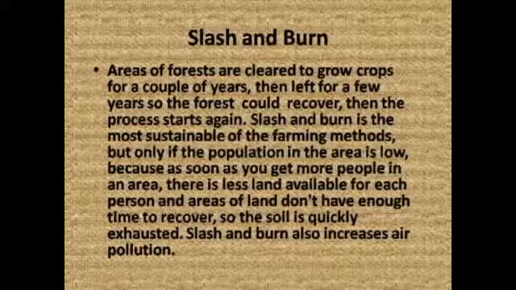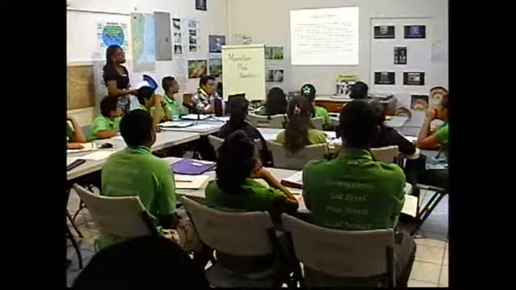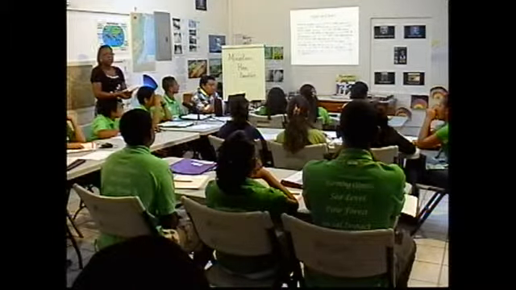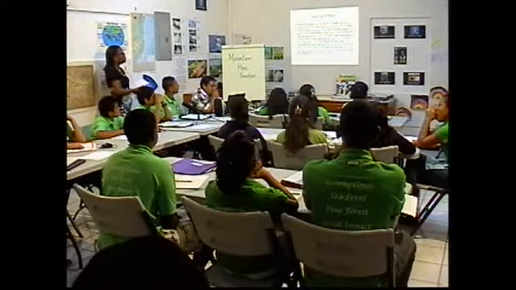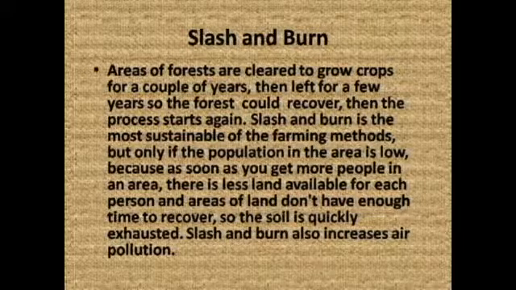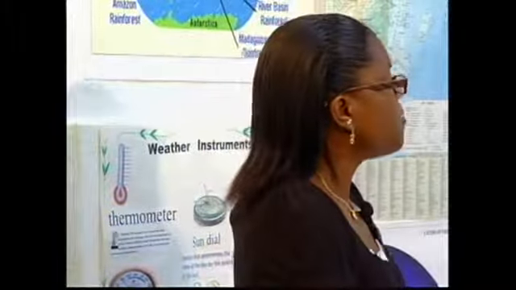Slash and burn is the most sustainable of the farming methods, but only if the population is low. Because as soon as you get more people in the area, there is less land available for each person. Slash and burn is what we use mostly if we live in the villages to plant our crops for ourselves. We use it a lot. Or people who do crops for cane fields and so forth use slash and burn to get the land prepared. But over time, if you keep on doing that, you cause air pollution. Also, you have poor soil to use.